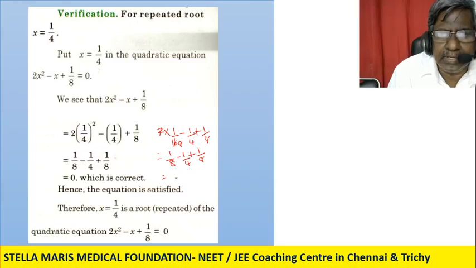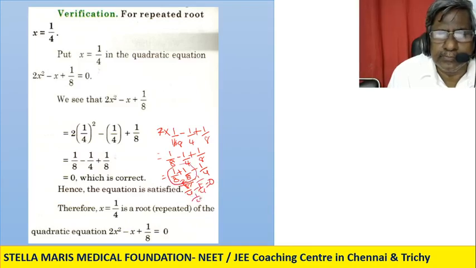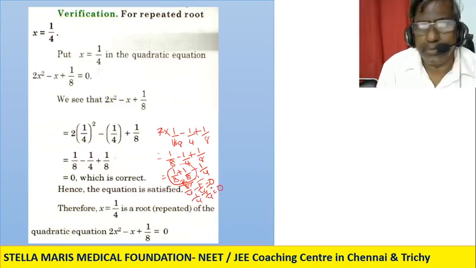See here, 1 by 8 and 1 by 8. Let's see, 1 by 8 plus 1 by 8 minus 1 by 4. You add them, it will be 2 by 8 minus 1 by 4. It will be 1 by 4. So 1 by 4 minus 1 by 4 is equal to 0. Clear? Thank you.